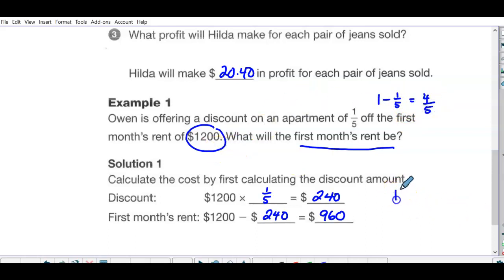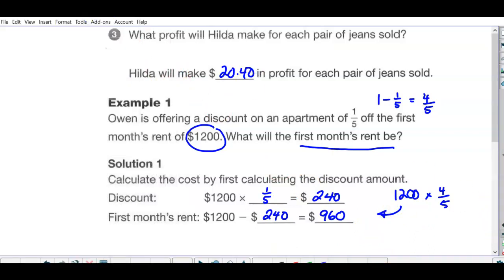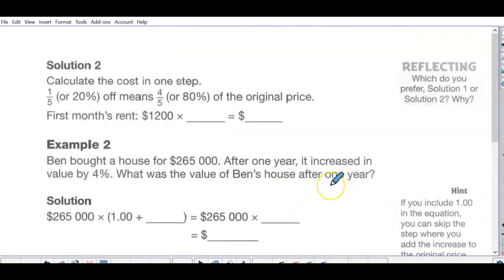So let's check that. If I go 1,200 times 4/5, so in my calculator, I go 1,200 times 4 divided by 5, I get 960. Okay, so that's the fast way. All right, so I guess that's what's really done here. So this was calculate the cost in one step. So 1/5 or 20% off means 4/5 or 80% of the original price. So we already did that, 960.